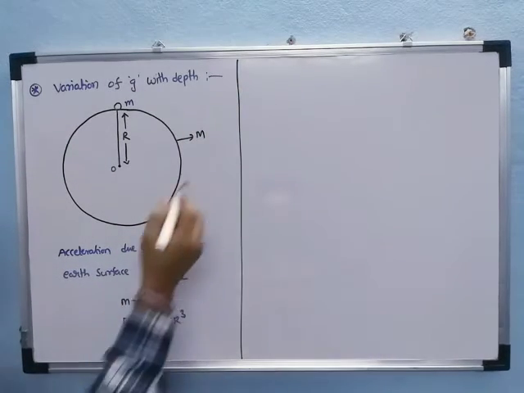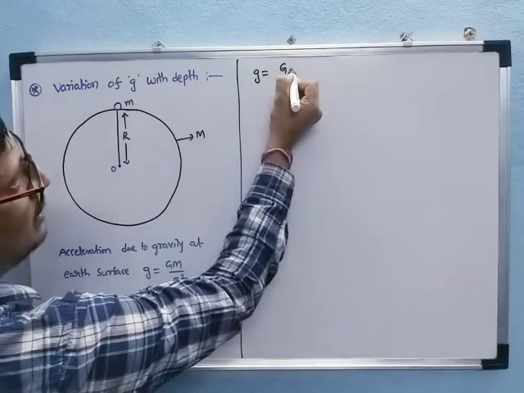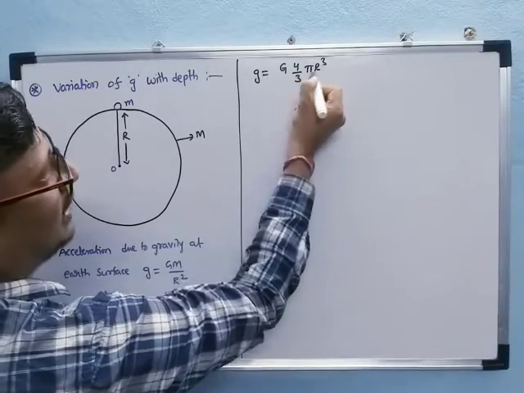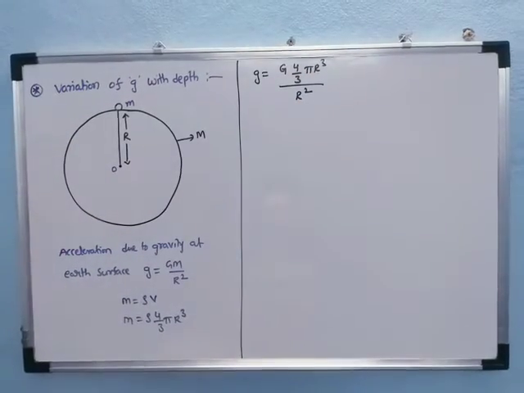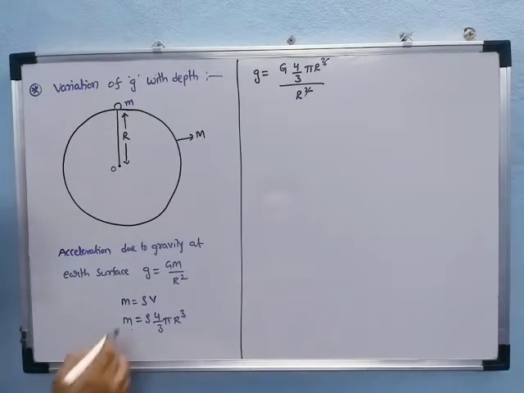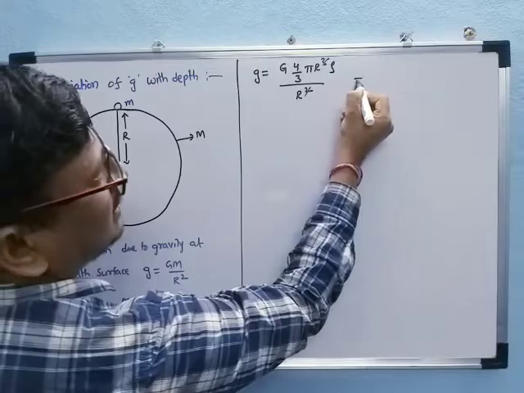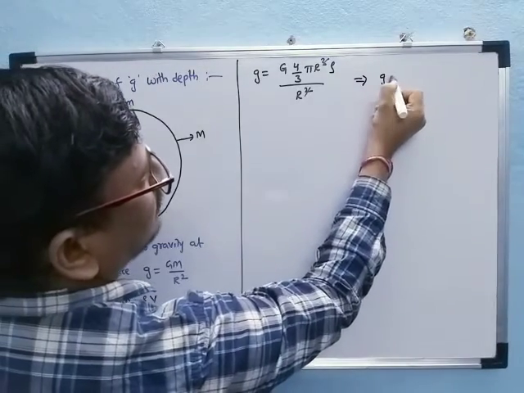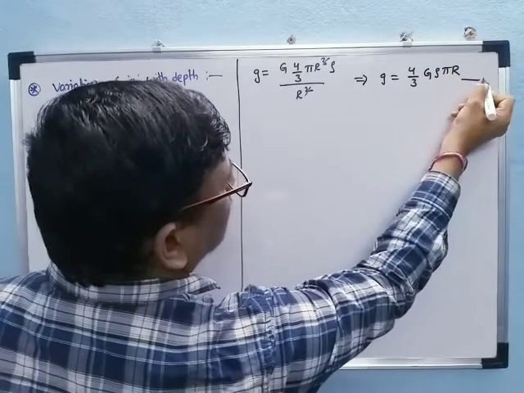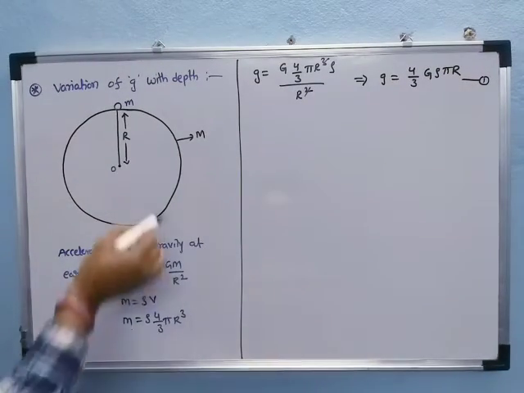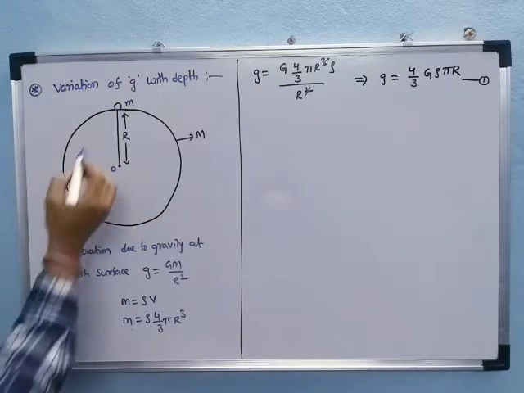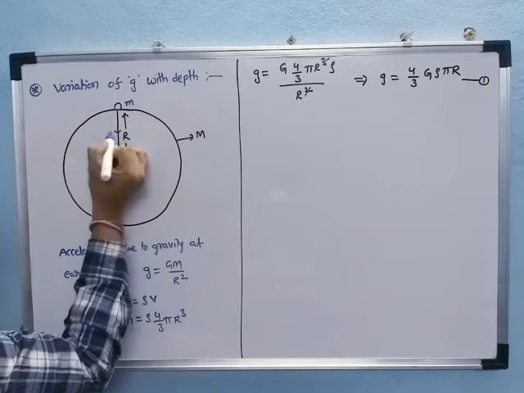Substituting the m, the small g is equal to G into 4 by 3 pi r cube divided by r square. Now r square and r cube are cancelled, then into density, we can write the density rho. So small g is equal to 4 by 3 capital G rho pi into r. This is considered equation number 1, the acceleration due to gravity at the surface of the earth.